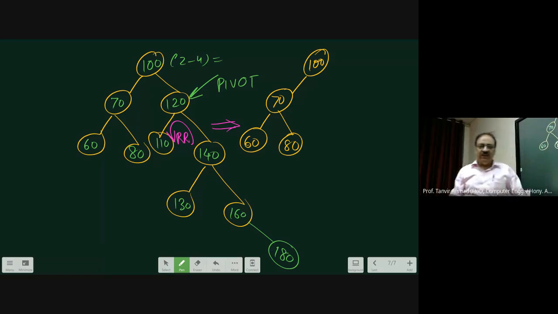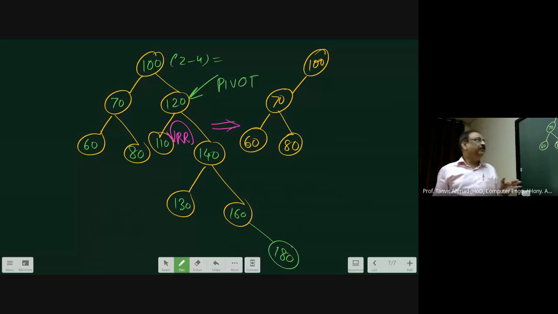Now, understand one thing: if I am going to do any rotation in the right subtree, the left will not have any effect. That means 170, 60, 80 will remain as they are. The only difference will be in the right subtree, 120 and below that. Nothing will happen above 120. I have drawn this to show you that 100, 170, 60, 80 will remain unaffected.